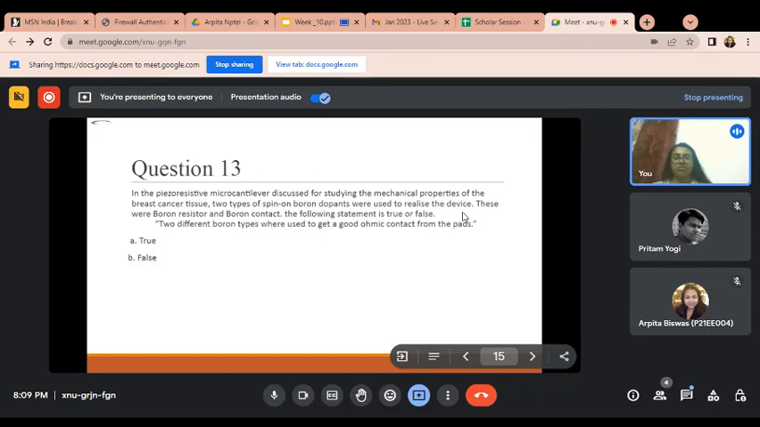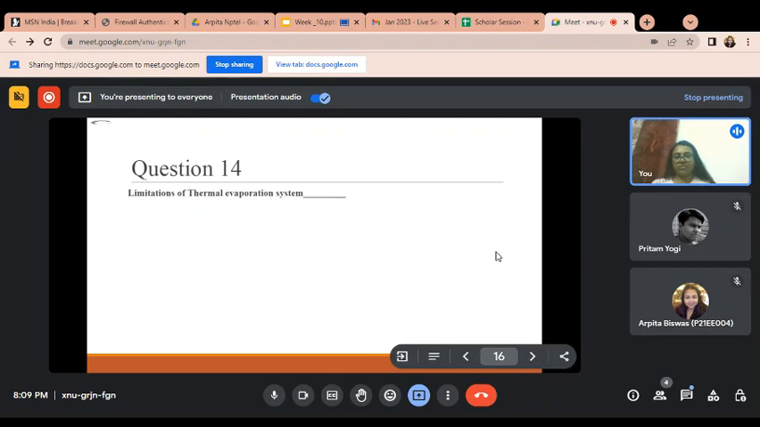So they have used two types of spin-on boron. One of them is the boron dopant and the second one is the boron resistor. So these two different boron types were used to get good atomic contact. So the statement is true.